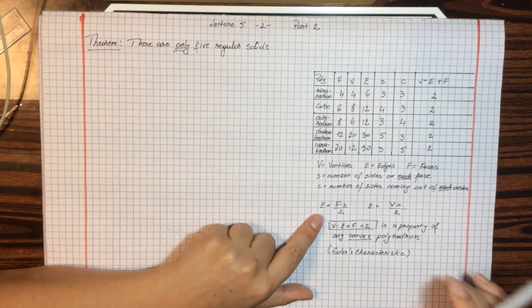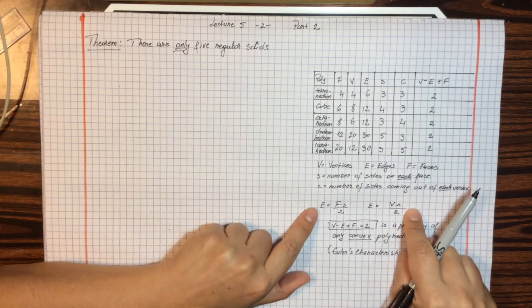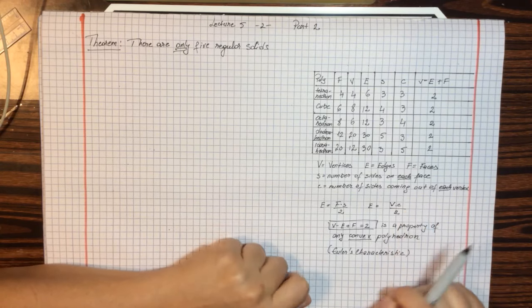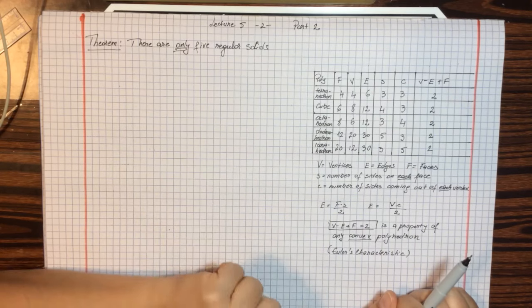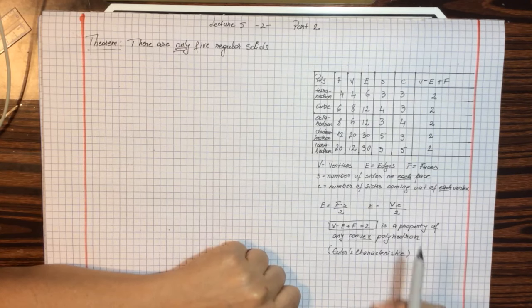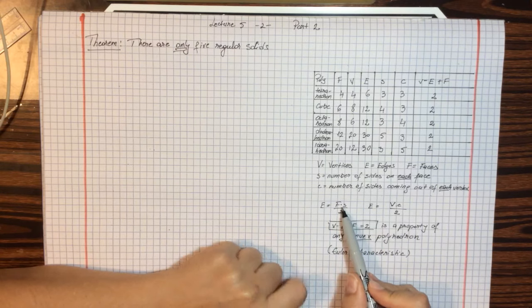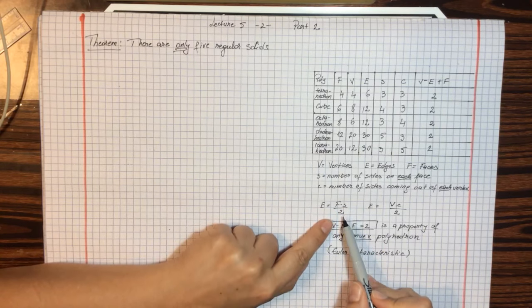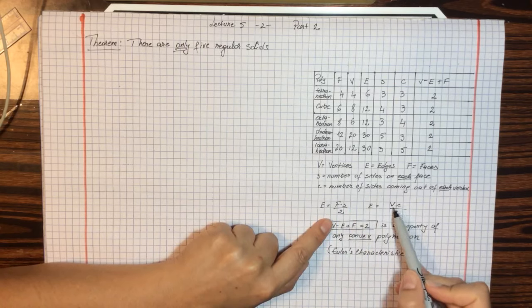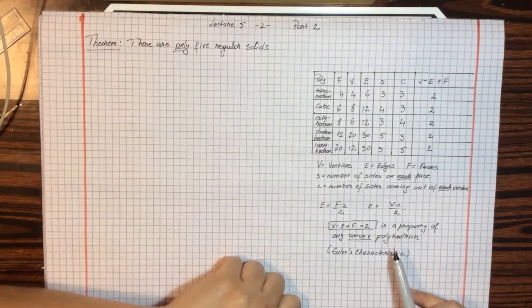We also established these two formulas, two different ways for computing the number of edges on each polyhedron, and both formulas work. The first one is faces times sides on each face divided by 2, and the second one is vertices times sides coming out of each vertex, also divided by 2.